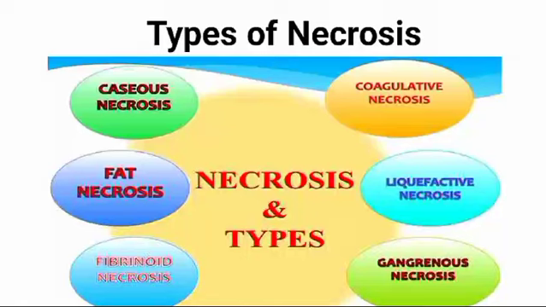Let's discuss the types of necrosis. There are several types of necrosis as it can affect many areas of the body, including bone, skin, organs, and other tissues. Each type has distinct features. The type of necrosis that develops depends on which tissues are necrotic and what events triggered it. The types include caseous necrosis, fat necrosis, fibrinoid necrosis, coagulative necrosis, liquefactive necrosis, and gangrenous necrosis.